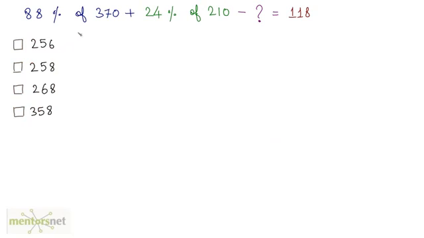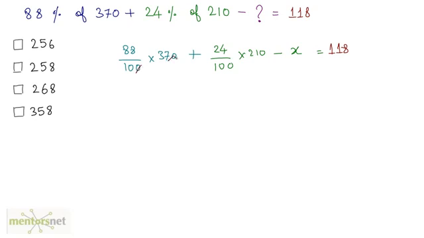So this one's the next question that we have. What could be the answer? Well, you have 88% of 370, so it is equivalent to 88 upon 100 times 370, plus you have 24% of 210, so it is equivalent to 24 upon 100 times 210, minus of x is equals to 118. So we can solve this.